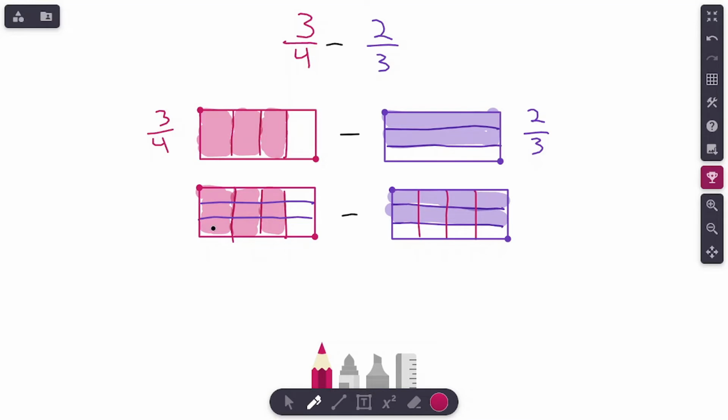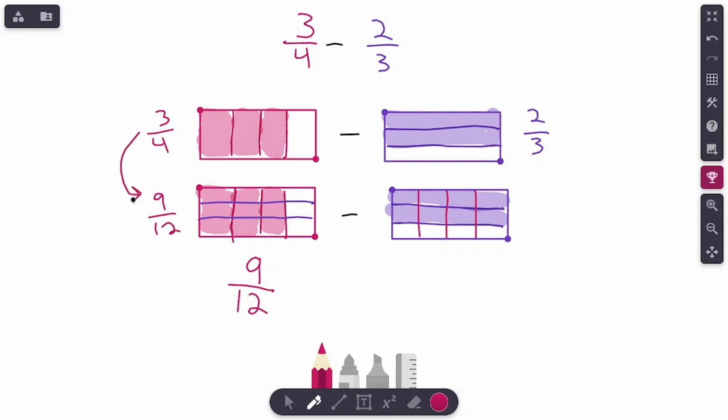So how many sections are there now in this model? Count them. 1, 2, 3, 4, 5, 6, 7, 8, 9, 10, 11, 12. So that's 12. How many are shaded in? 1/12, 2/12, 3/12, 4/12, 5/12, 6/12, 7/12, 8/12, 9/12. Okay, so we've got 9/12.